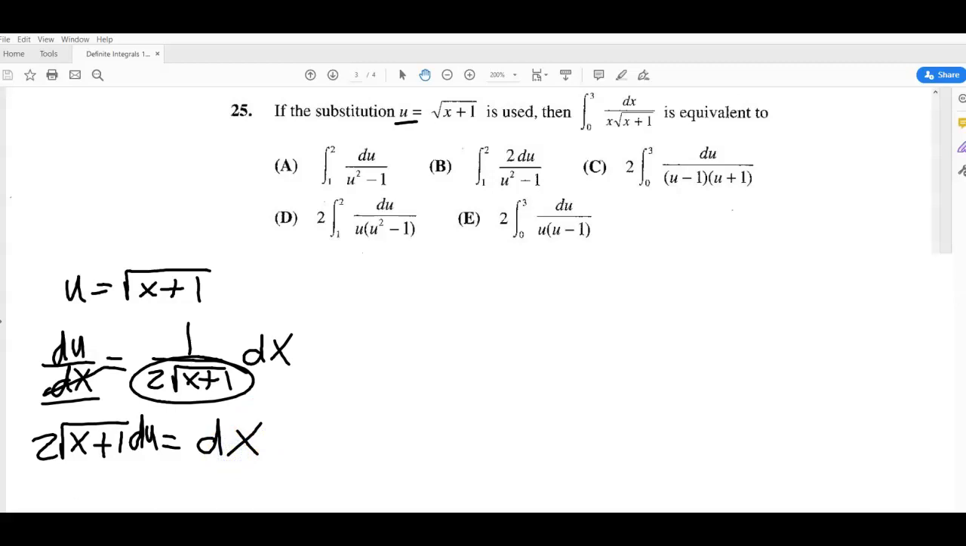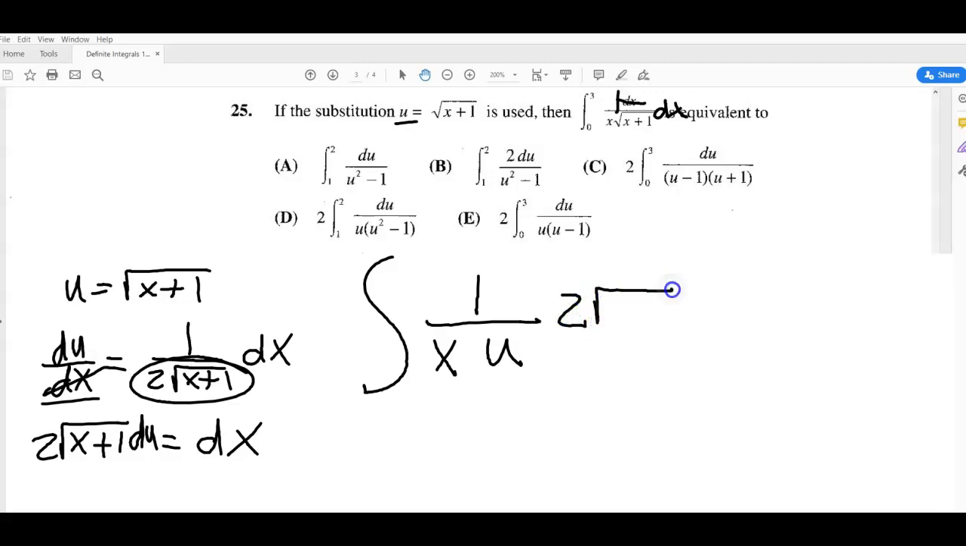And now we're ready for our U-substitution. So we have, and remember, I don't like those up there. I always put them on the side. Put a 1 there instead. So now I've got 1 over x u, right? And then I'm going to replace the dx with 2 square root x plus 1 du.